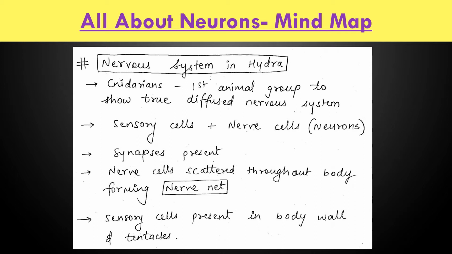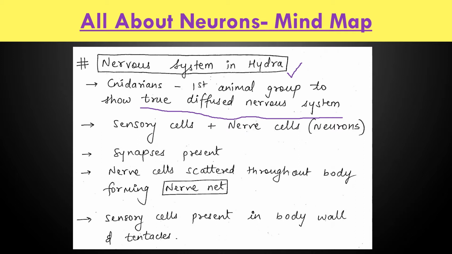Before we move on to the actual nervous system of humans, let us first understand the neurons and the nervous system present in primitive animals, starting with the Hydra first. The Hydra are animals that belong to Cnidaria. These are the first animal groups to show a true diffuse nervous system. That means they had the neuron-like structures scattered throughout their body.